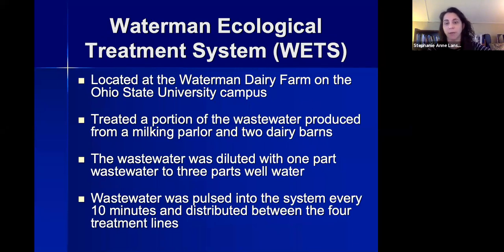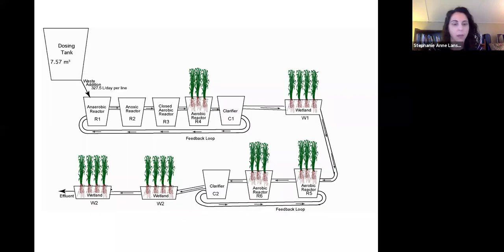So this is the Waterman Ecological Treatment System, which was located at the Waterman Dairy Farm on the Ohio State University campus, and actually treated a portion of the wastewater produced from the milking parlor and 2 of the dairy barns. So the wastewater was diluted. It was very thick wastewater, with 1 part wastewater to 3 parts well water. And then that wastewater was pulsed into the system every 10 minutes. And then it was distributed against 4 different treatment lines because it was a research project. So we had 4 lines in there to provide statistical replication.